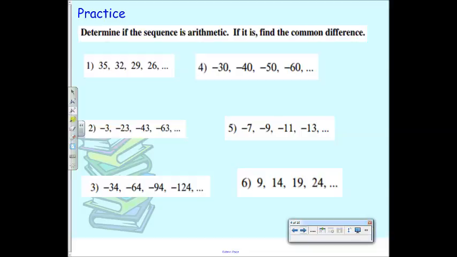Okay, so you guys go to your boards, and I want you to do these 6. Find if it's an arithmetic sequence. If it is, just write the common difference.